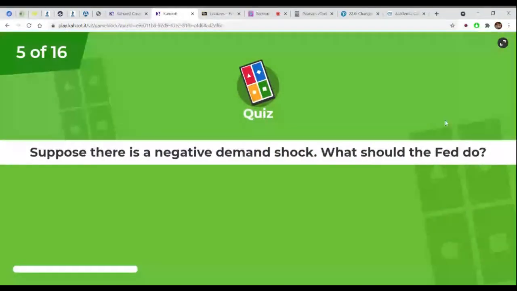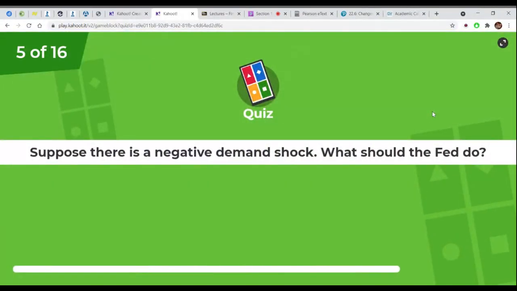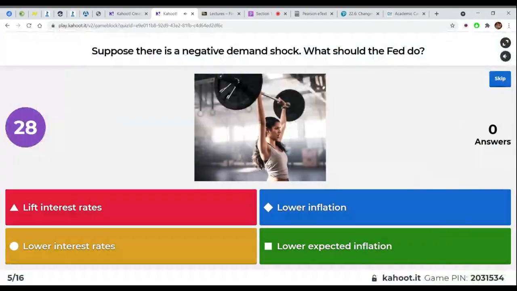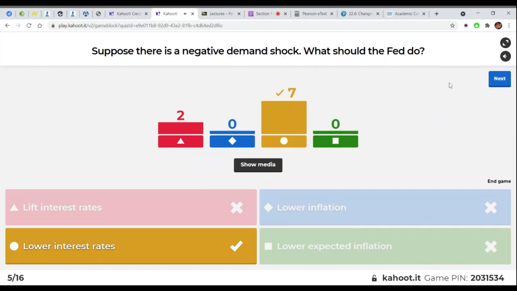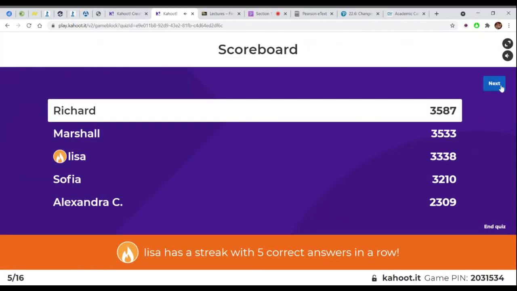Very good. Question 5, suppose there's a negative demand shock. What should the Fed do? Should they lift interest rates, lower interest rates, lower inflation, or lower expected inflation? In the face of a negative demand shock, they should lower rates. Very good.